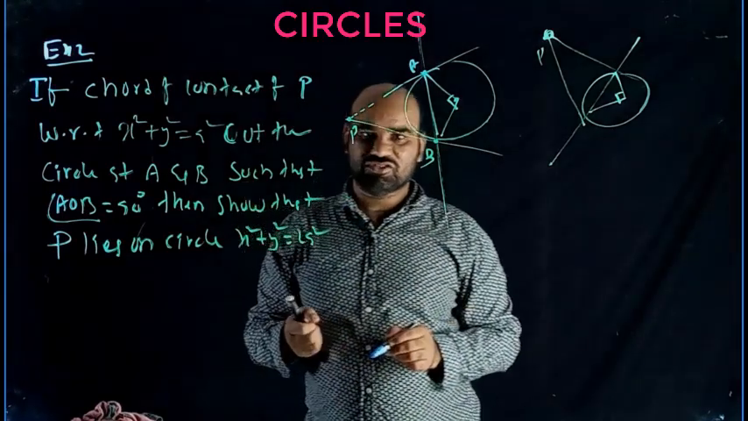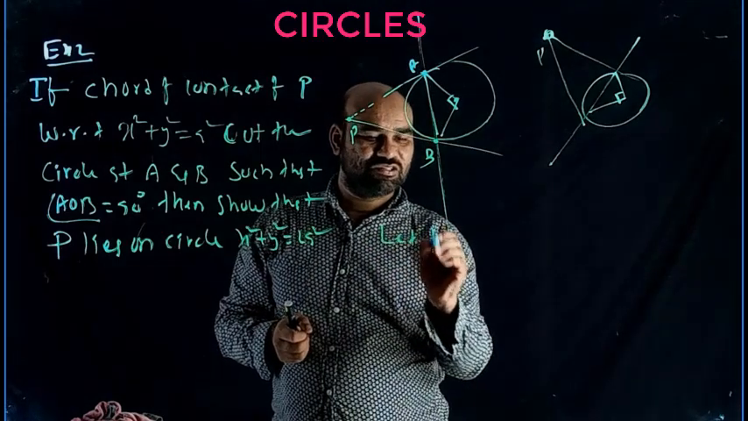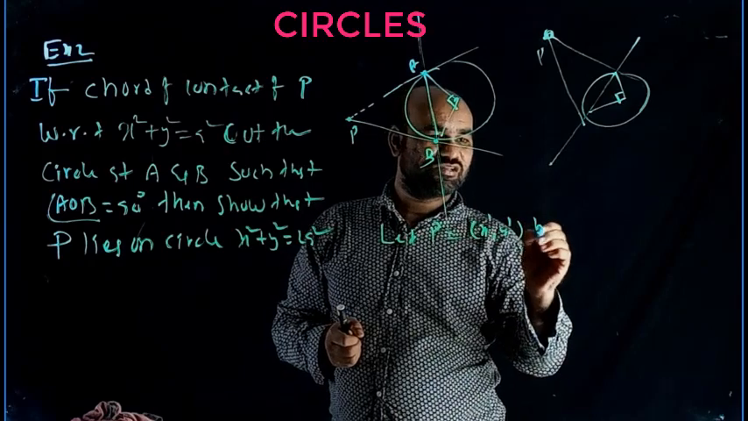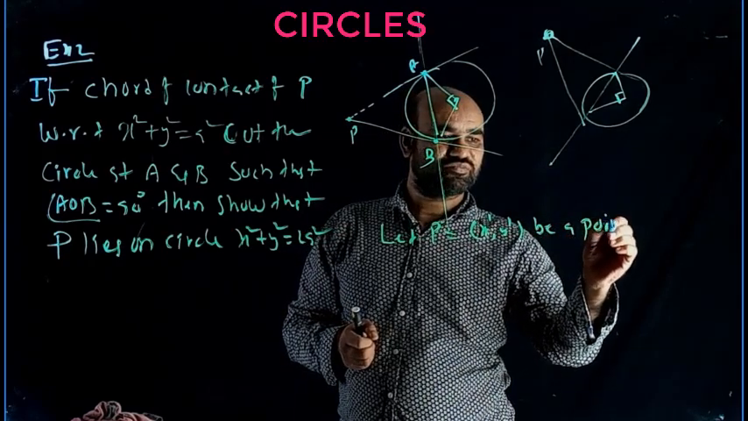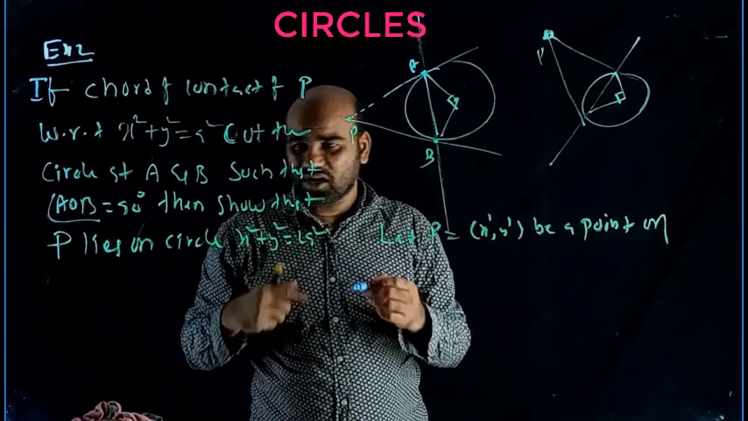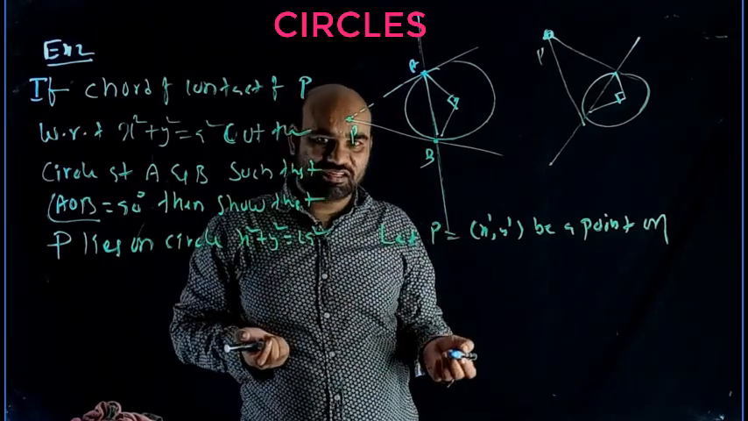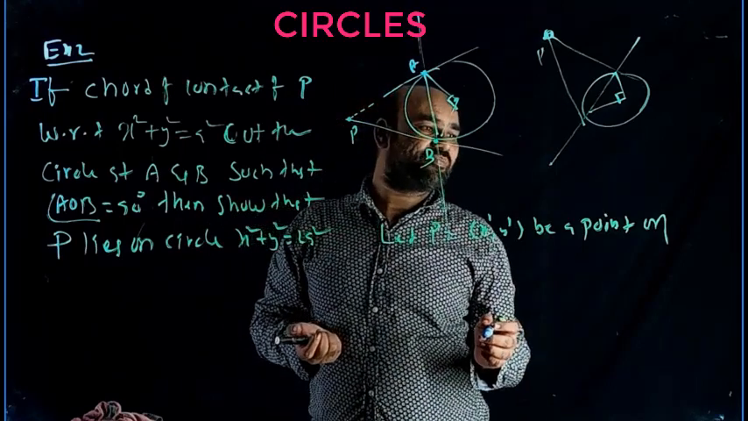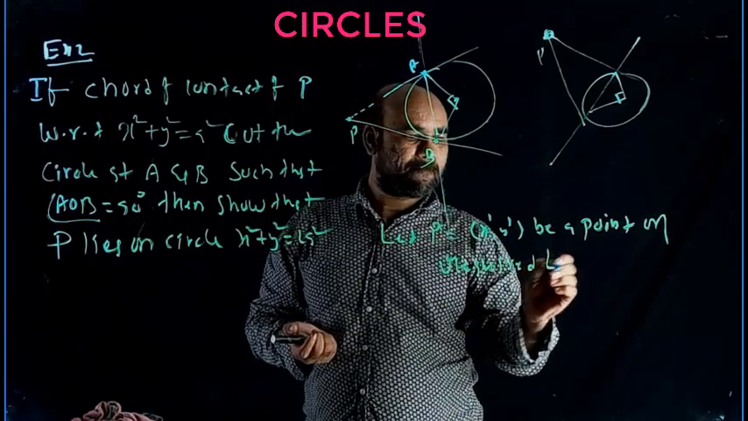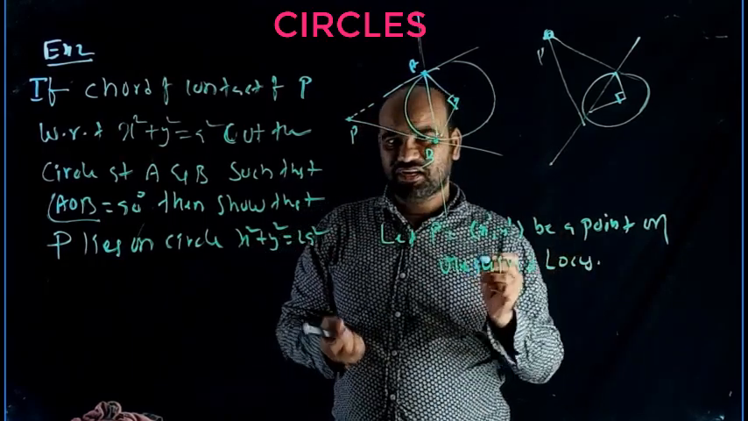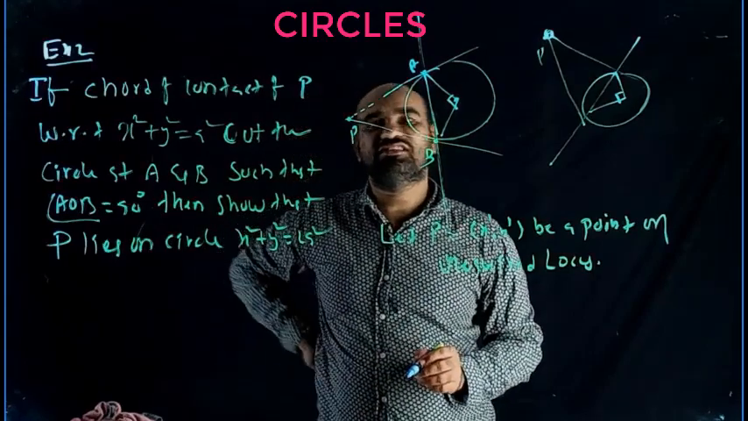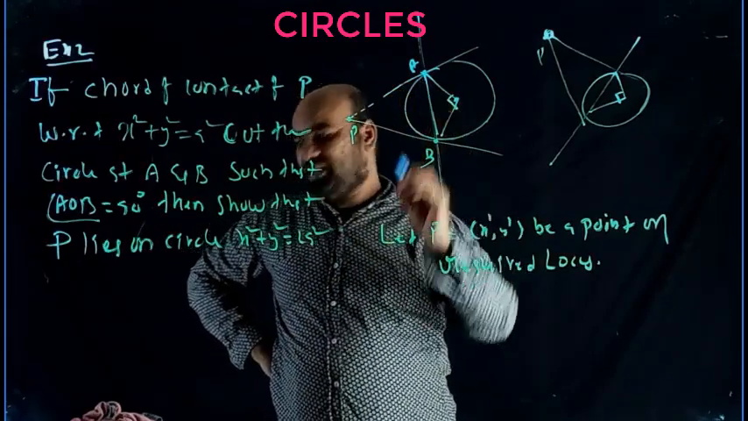Listen all of you, interesting question. Let P equal to (x', y') be a point on the required locus. Actually, P lies on this circle is given; I want to change the question: find the locus of P. So P (x', y') is a point on the required locus. Now you want to create a relation between x' and y'. That is the required locus. Okay, now observe here. Already, now I want to explain here.